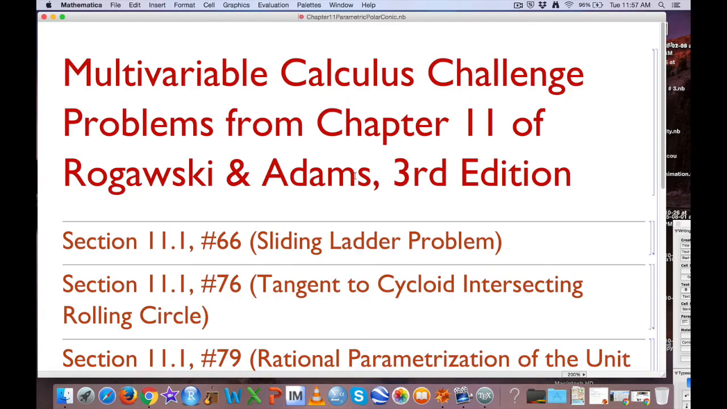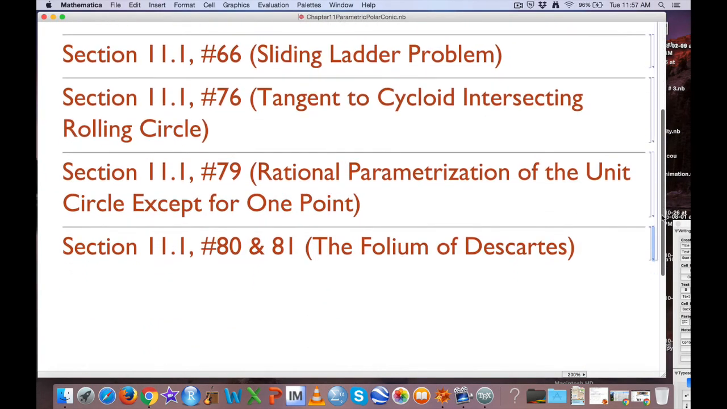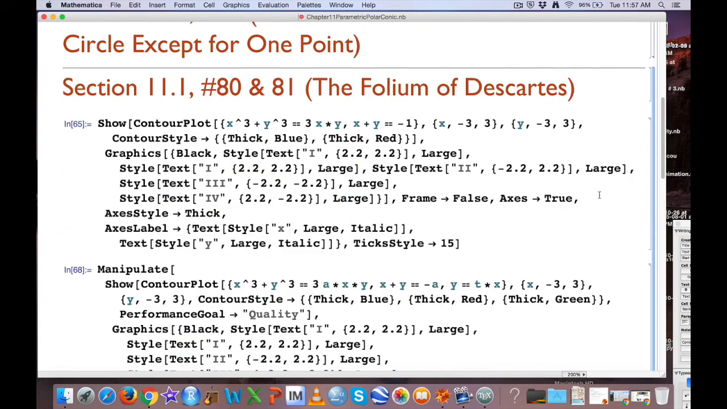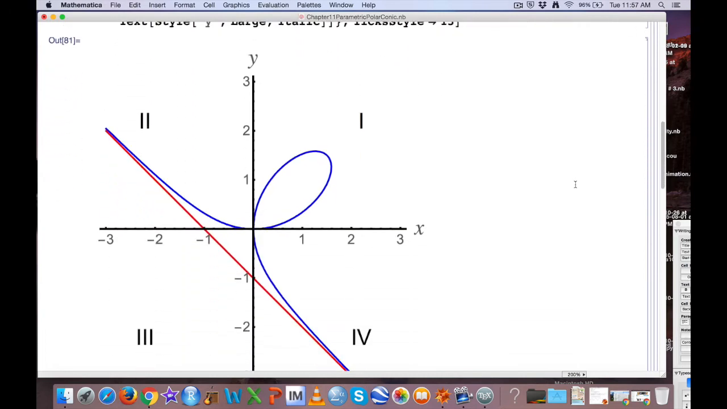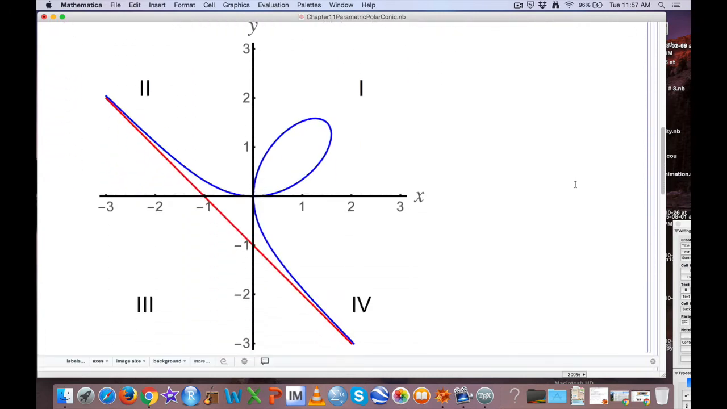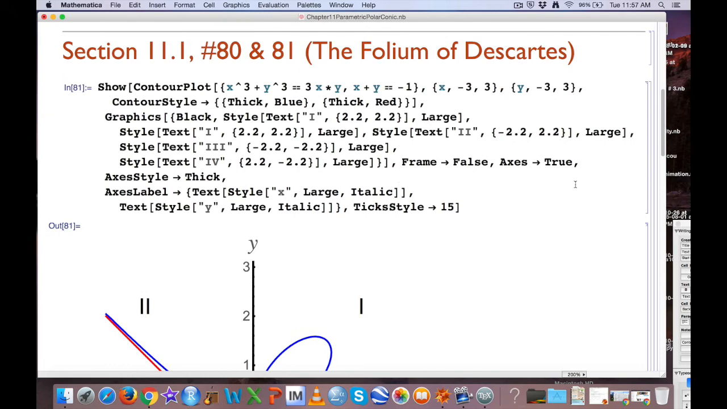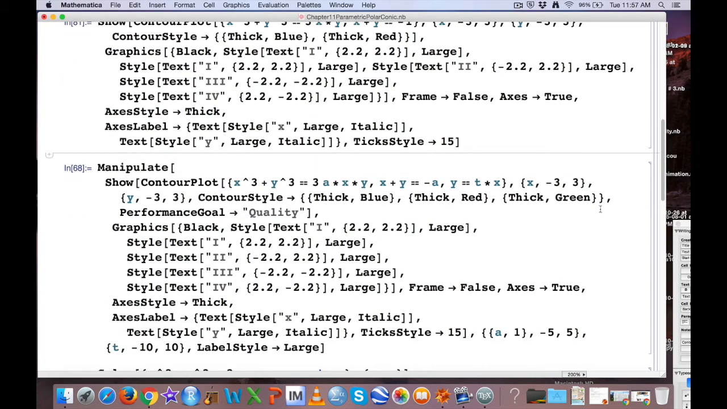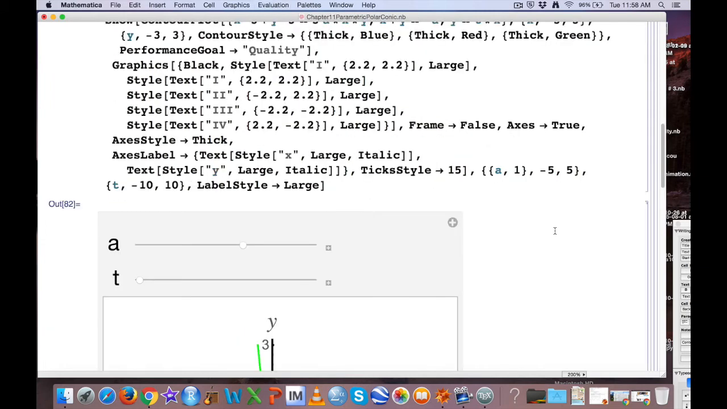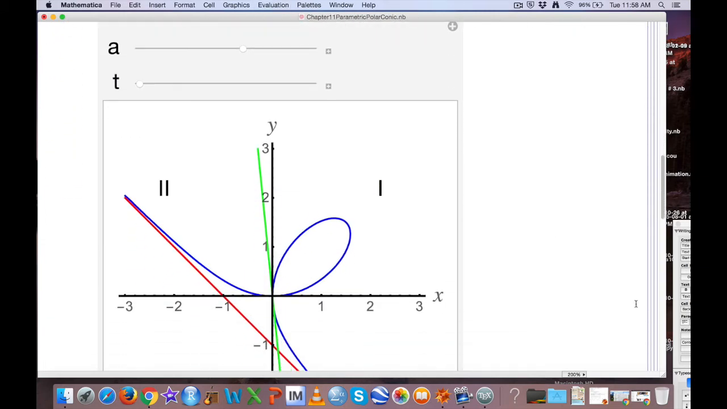All right, now we're at our Mathematica notebook where we can look at how the graph was made and animate it. So this is code that generates the graph that we saw on the piece of paper. There we go, there's the Folium of Descartes. And here's the code if you're interested. Let's now make the more interesting thing, the animation with Manipulate, so we can watch this curve get traced out.